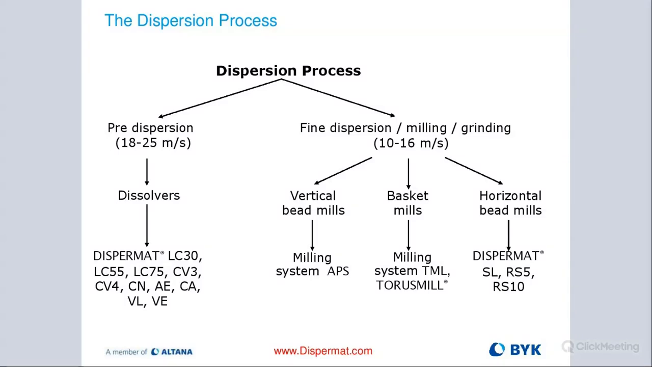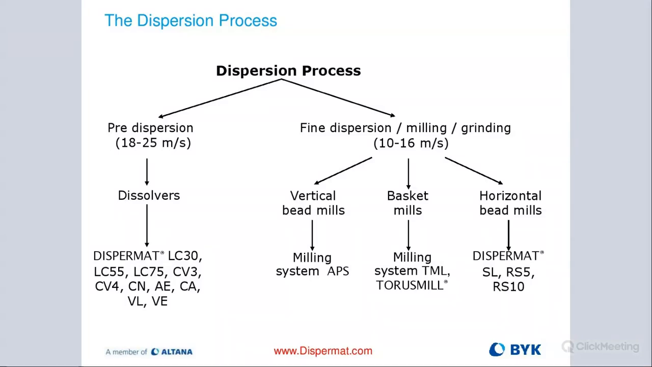When you go then to the second part of the dispersion process, which is the fine grinding or milling, the rotor speed or the milling disc speed runs quite a bit slower. There we're looking at about 10 to 16 meters per second of tip speed. Of course, milling is like a road to Rome. There's many different ways to get there.